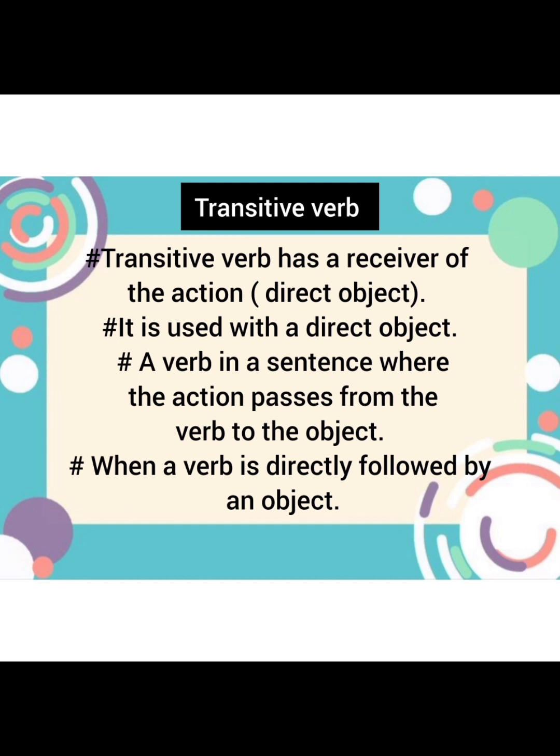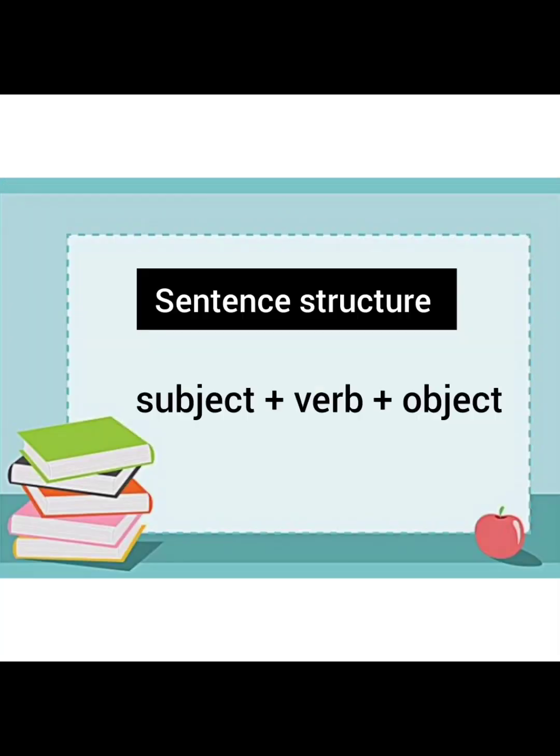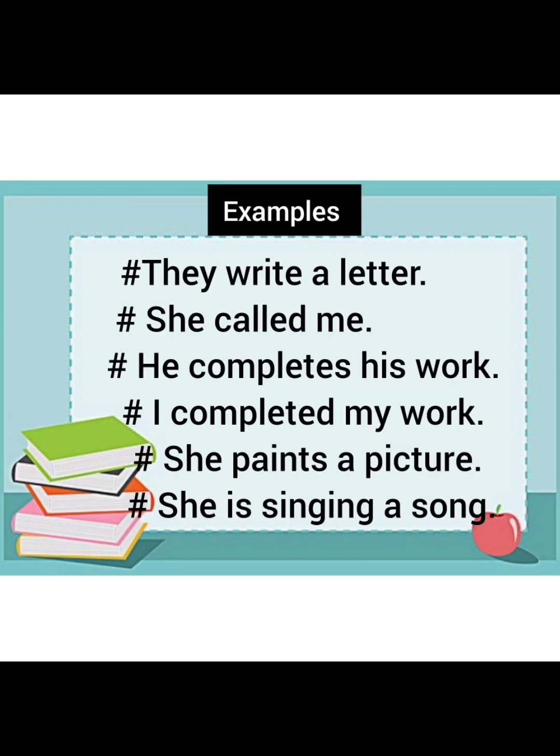Or when a verb is directly followed by an object. The sentence structure of this sentence will be subject plus verb plus object. If you write down a sentence with the help of this sentence structure, then your verb is known as a transitive verb. Let's have a look at examples. They write a letter. Now, they is your subject, write is a verb, a letter is a direct object upon which the action is done. So, this word write is a transitive verb.